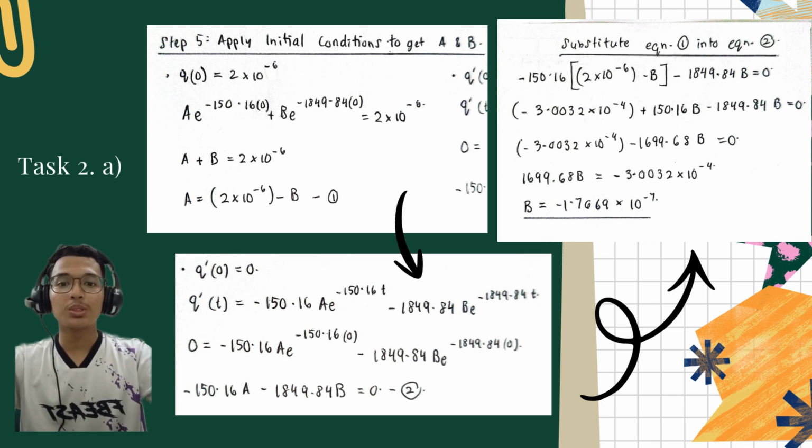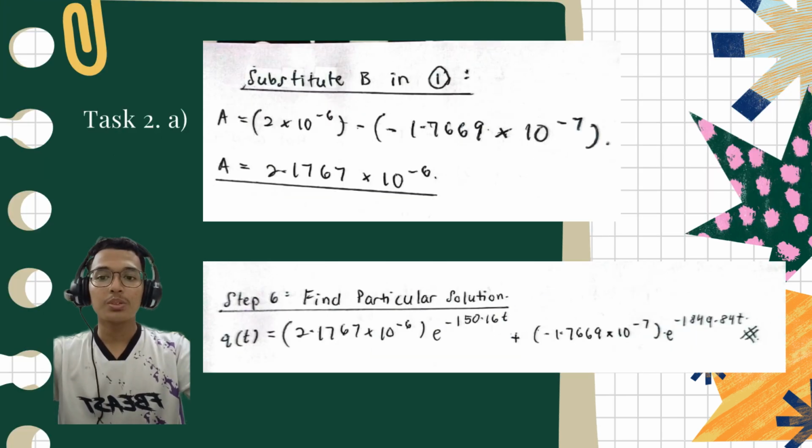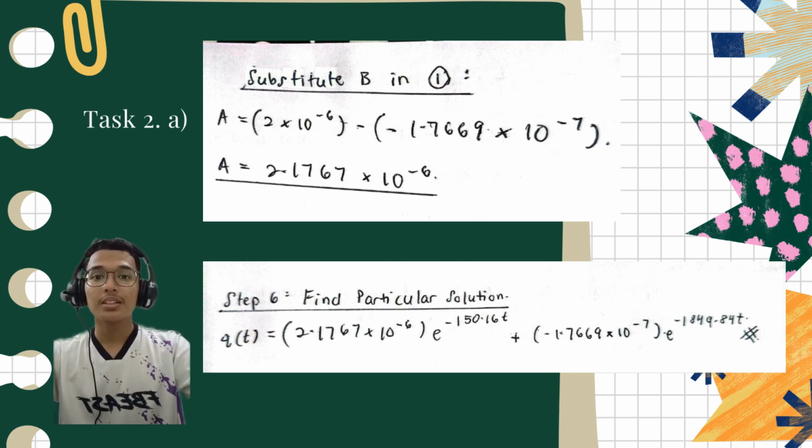We use substitution to get the value for B, and then we substitute B into the first equation to get the value for A. Then we substitute the values of B and A into the general solution to find the particular solution. So that's for question A.